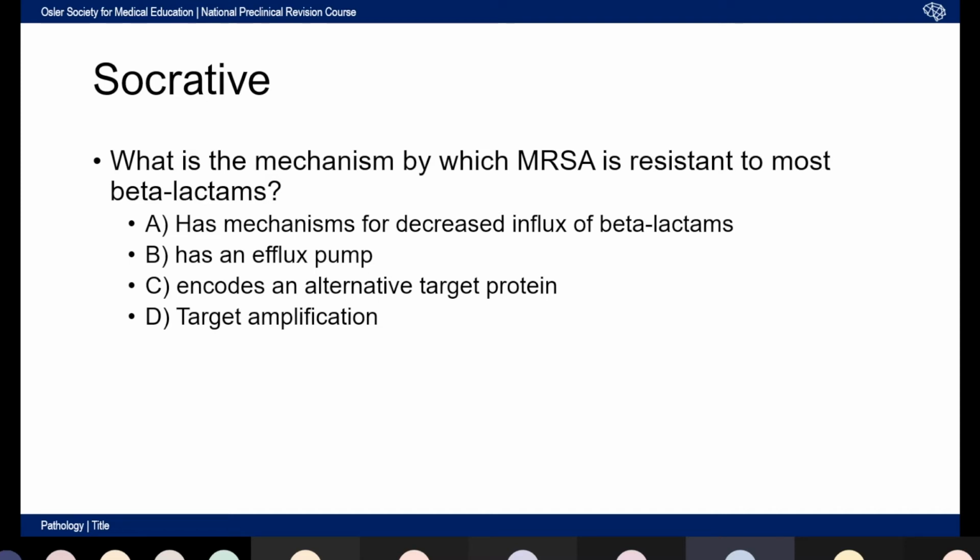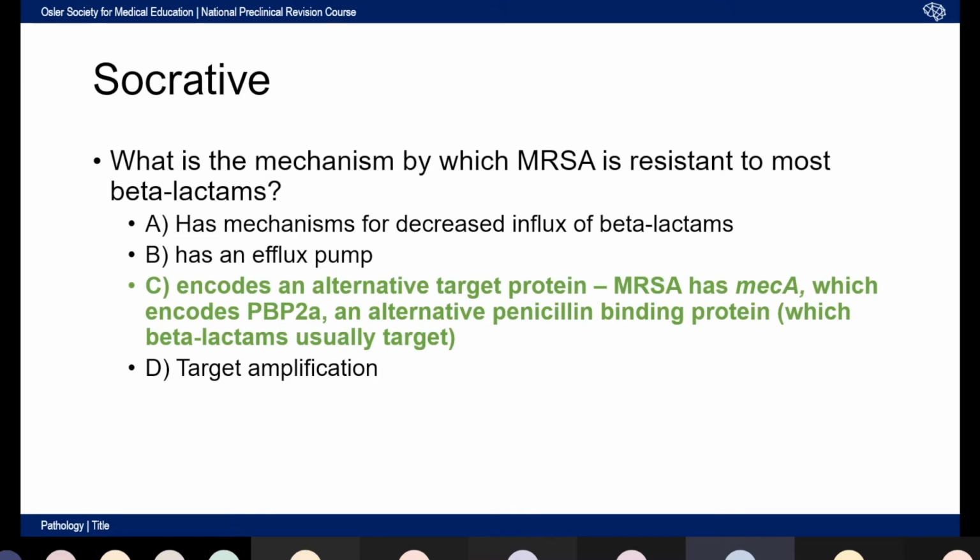Okay, so more of a mixed response on this one. The correct answer is it encodes an alternative target protein. So it has the mecA gene, which encodes PBP2A, which is an alternative penicillin binding protein. Remember, those are the enzymes that produce the peptidoglycan, and that's what beta-lactams usually target. So this alternative form doesn't have as high an affinity for beta-lactams, so they're less effective against it.